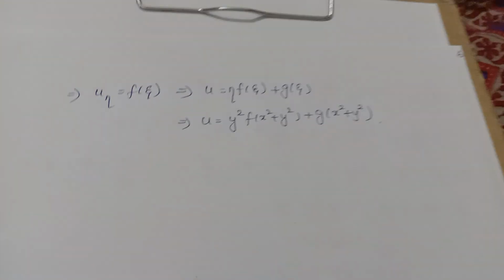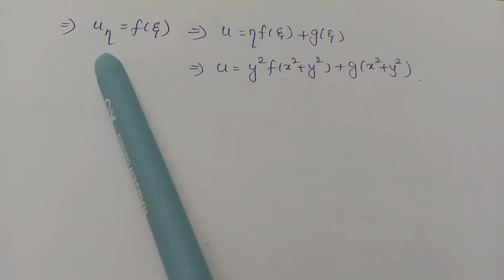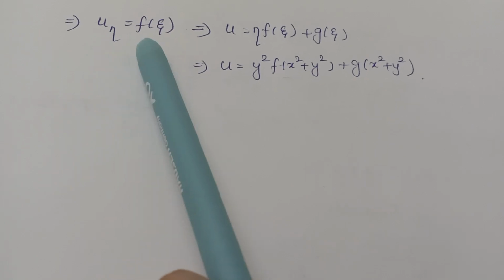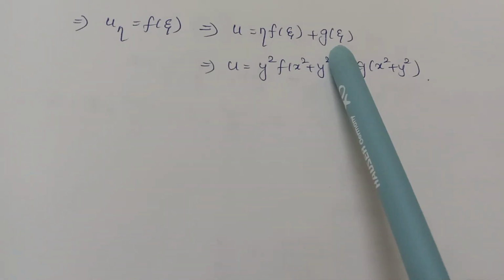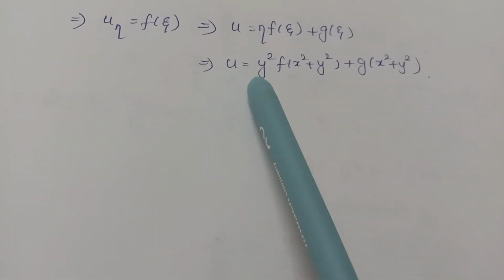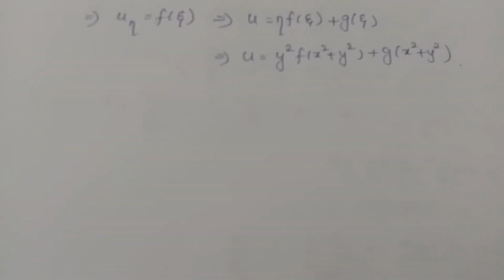Since it is in the simplest form, I am going to find the solution for this equation. U double eta equal to 0. If you integrate it the first time, it will be u eta equal to f of psi. That implies u equal to eta f of psi plus g of psi. Otherwise, u equal to y square f of x square plus y square plus g of x square plus y square. Okay, that's all. Thank you.